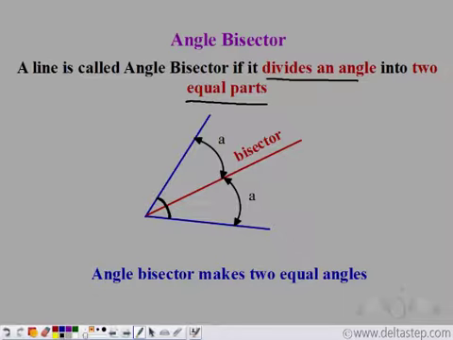An angle bisector forms two equal angles. So this angle is equal to this angle. There are two angles being formed. This angle and this angle. These two angles are equal. They are formed by this angle bisector.